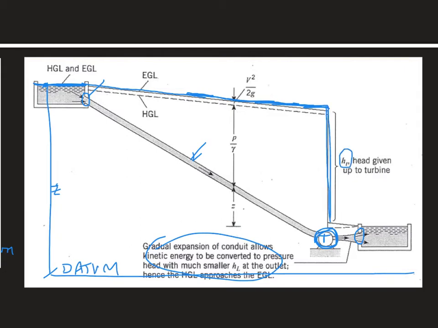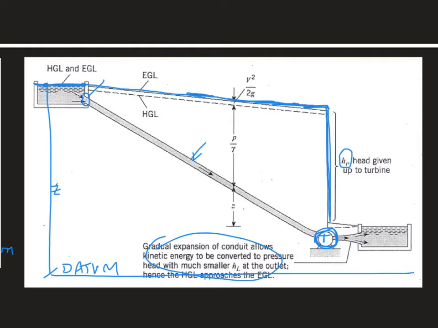Okay, that length of that line is HT. And so I think you can see right now one of the reasons why we want to eliminate as much head loss as possible is that the bigger that line is, the more energy we were able to extract from the flow, right?